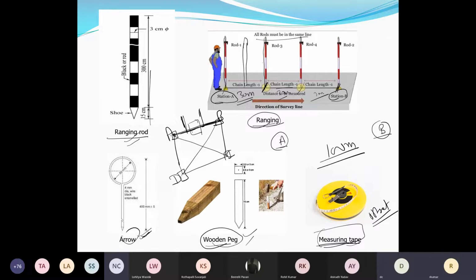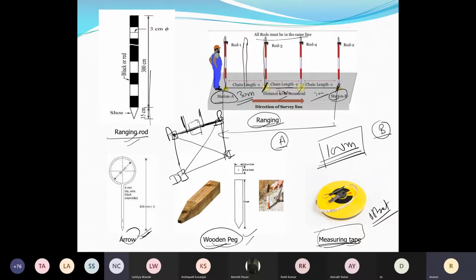Anyone willing to ask something? Sir, the use of the arrow? Suppose, as I said, I'm measuring 100 meters. My one chain has a length of 30 meters. Suppose this length is 100 meters. Every 30 meters I'm fixing one arrow. So there will be 3 arrows.